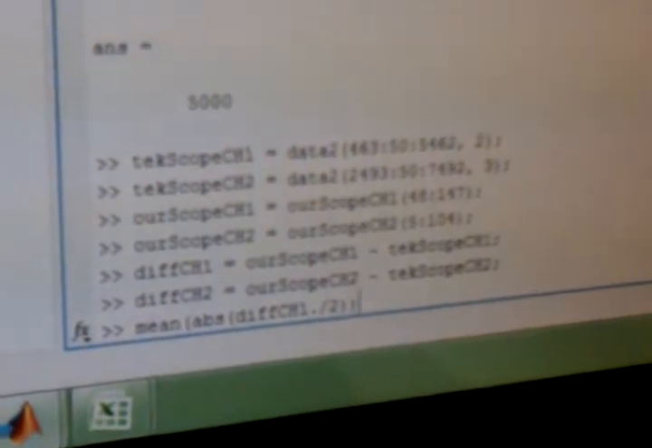So the way that we're doing this is we're taking the mean difference, and the absolute value so that sign doesn't affect it. Mean difference of channel 1 divided by the total signal power of channel 1, which is 2 volts peak to peak. And that here will give us right around 1% difference between our samples and the equivalent samples on the text scope.